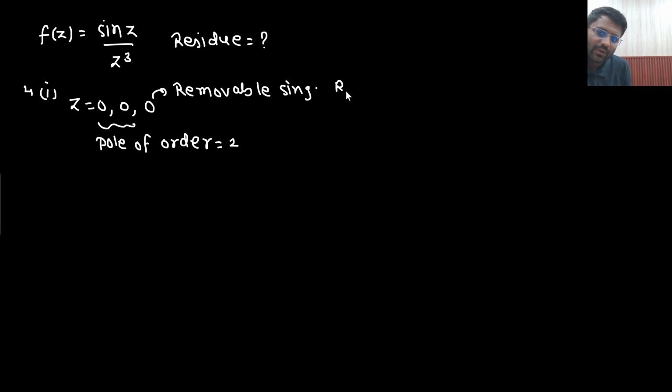Here I am considering pole of order 2, and this is your removable singularity. For removable singularity, you already know that residue will come out to be 0. And for pole of order 2, what is the method? Residue would be 1 by 1 factorial d by dz of z square f of z, right?